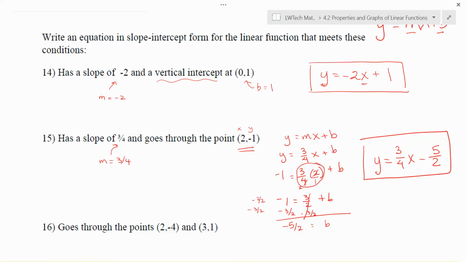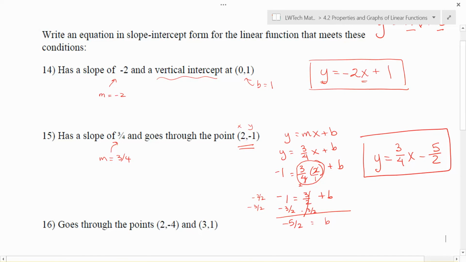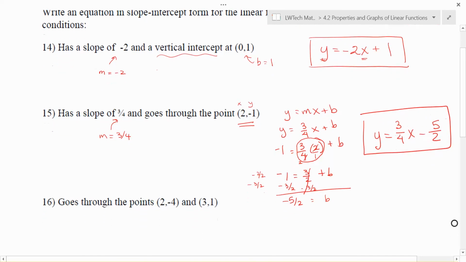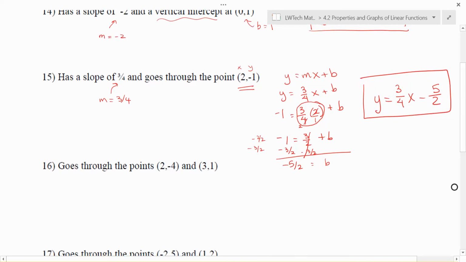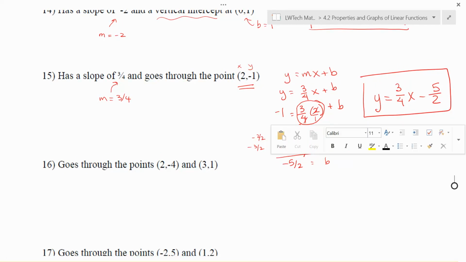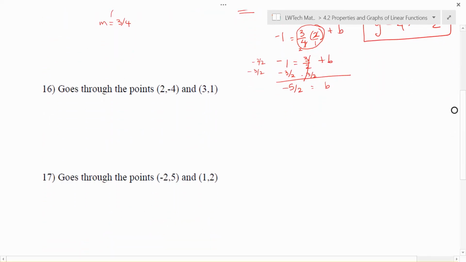The last type of problem that we frequently see is they don't give us the slope at all, but instead they just give us 2 points that a line would pass through. In problem 16, we're looking for the equation of a line that goes through the points (2, -4) and (3, 1). We'll go ahead and just slide this all the way up.